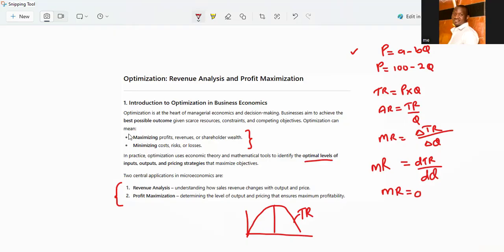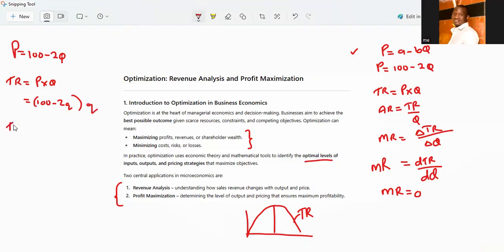We're going to do a few calculations here so that you understand the basics. We're using this demand function: P is equal to 100 minus 2Q. How do we find the total revenue? Total revenue is price times quantity. What is our price? 100 minus 2Q. Now quantity is just the letter Q, you input it here.